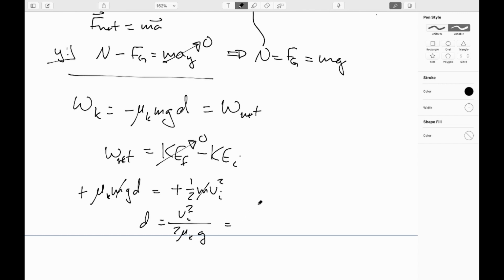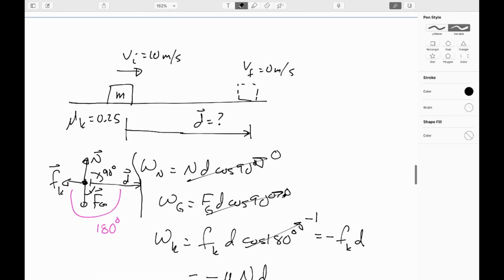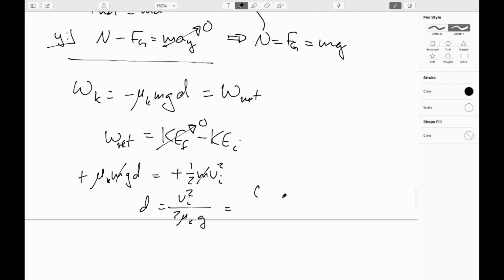Okay, so that's going to be 10 meters per second, right? Yep, it's going to be 10 meters per second squared over 2 times 0.25 times 9.8 newtons per kilogram, which we can recast as meters per second squared, to yield 20.4 meters.